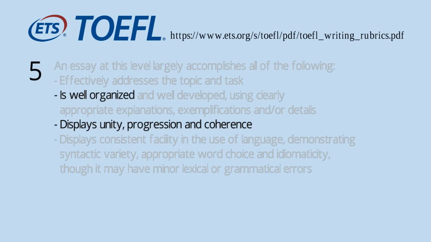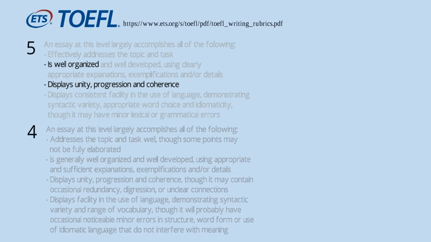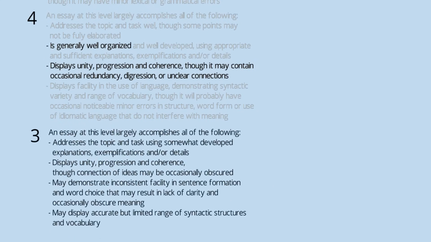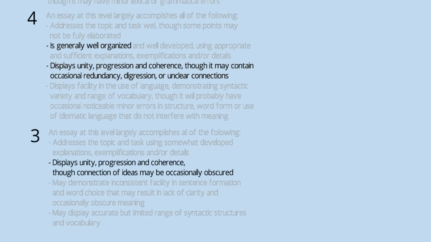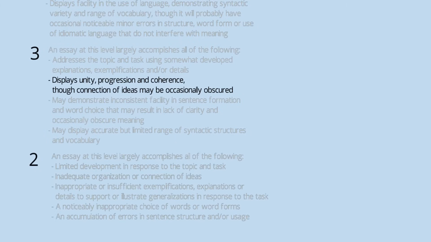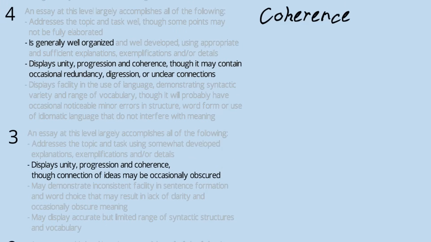Is well organized, displays unity, progression and coherence. And then looking at level 4, is generally well organized, displays unity, progression and coherence, though it may contain occasional redundancy, digression or unclear connections. And then similar ideas at level 3, displays unity, progression and coherence, though connection of ideas may occasionally be obscured. And also level 2, inadequate organization or connection of ideas. So again, let's use these to understand what's being assessed in terms of coherence and cohesion.